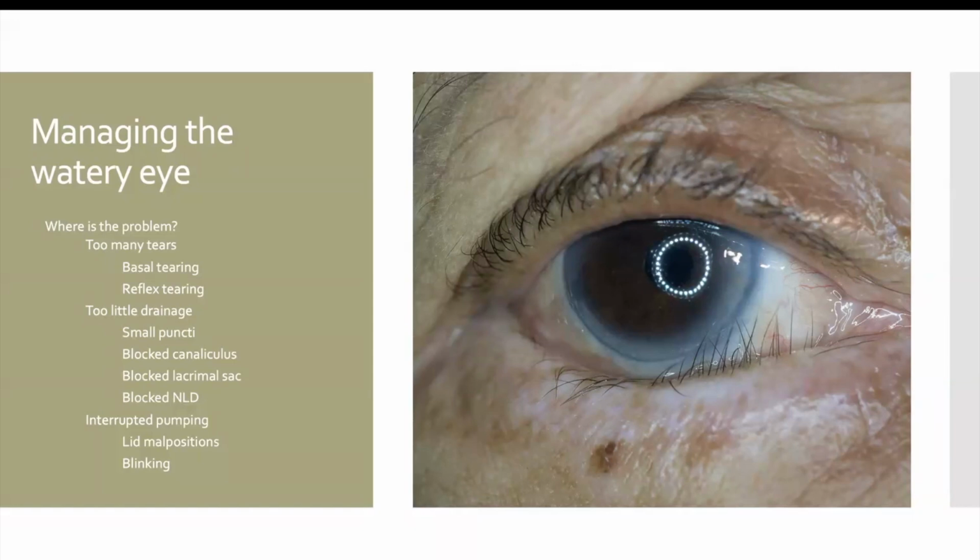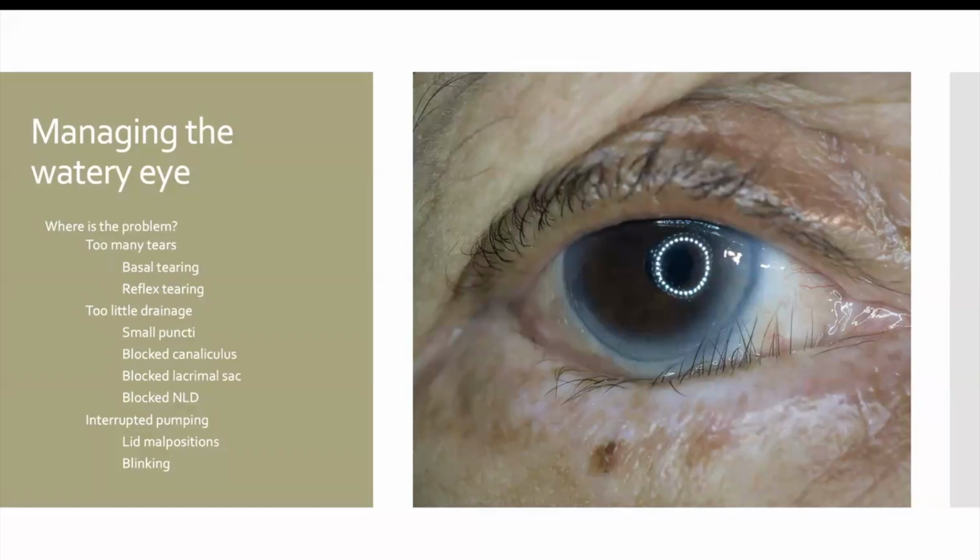Is there a chronic disease of the ocular surface? Is there an inflammatory condition, mucous membrane pemphigoid? Are there any corneal issues? Is there a contact lens that's causing this? So those are all problems in terms of there being too many tears, in which case you would try to manage it appropriately.